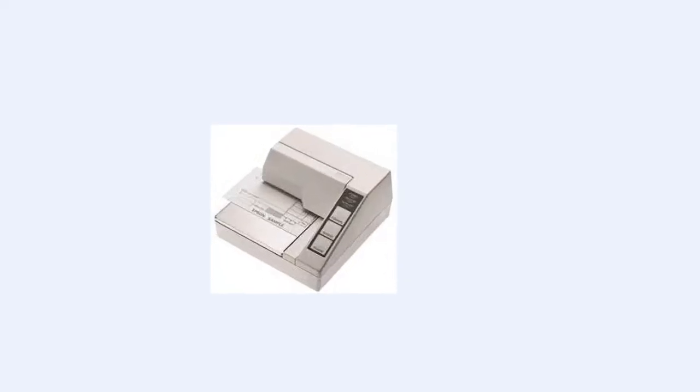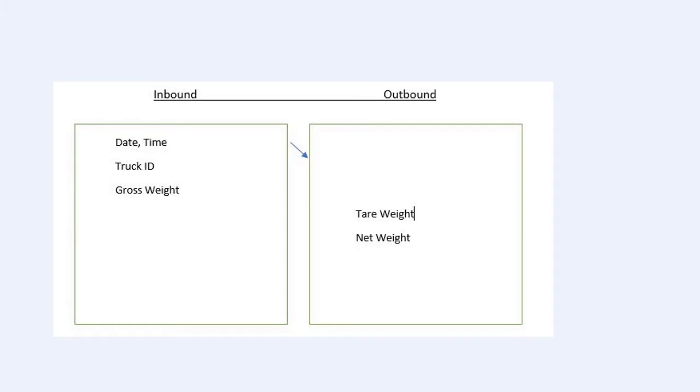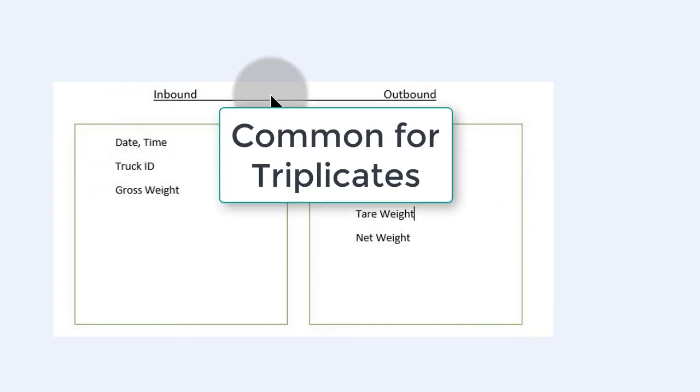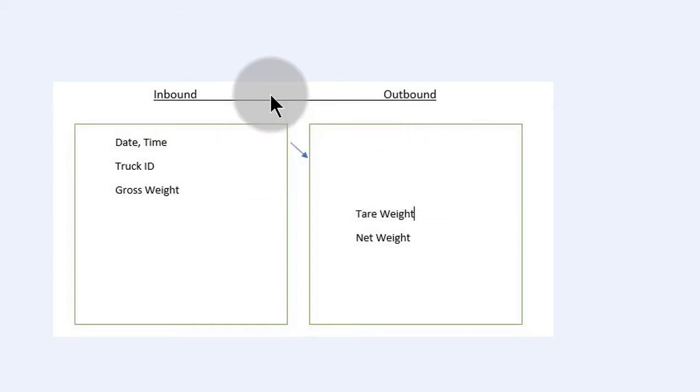The goal today is to create a gross tear net overlap ticket that works with this style of printer, an impact printer. It basically allows you to place your inbound ticket into the printer to get your time, date, and weight, and then later place that same ticket back in the printer and it finishes the ticket. You get your remaining fields, your tear and your net weight printed, and that completes the ticket. This is a common procedure at many facilities where they use a single ticket, a triplicate, to print the inbound and outbound on the same ticket.